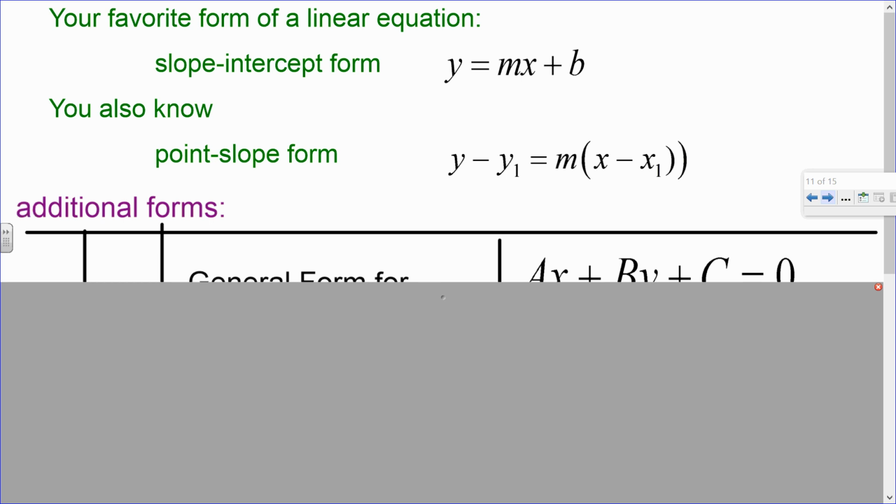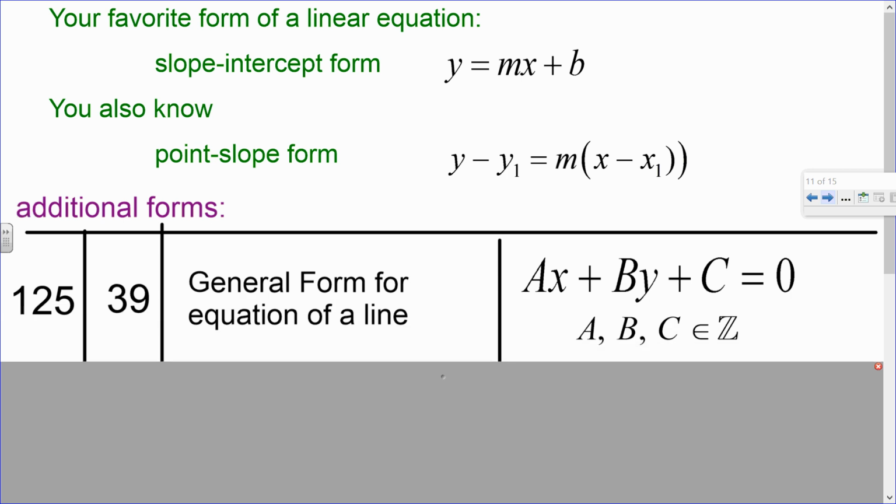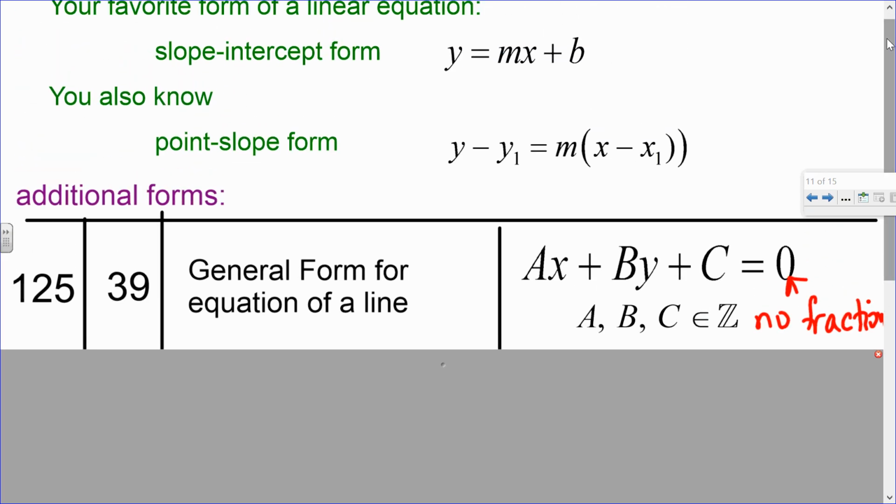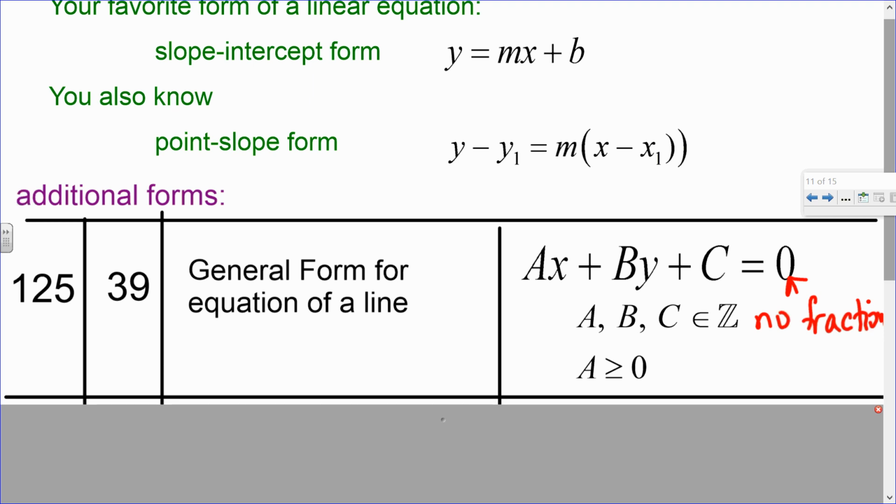Other forms of that we're going to start working with. General. What you have to do with a general one is you must get it equal to 0. You must start with x, and then y, and then a constant. Constant might be 0. Depending on if it's a horizontal or a vertical line, a or b might be 0. No fractions. Is what this means. A, B, and C must be integers. And you can't start with negative.